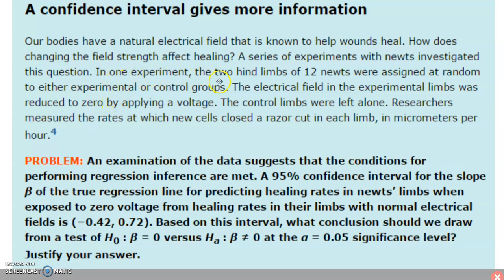In one experiment, the two hind limbs of 12 newts were assigned at random to either experimental or control. The electrical field in the experimental limb was reduced to 0 by applying a voltage, and the control limbs were left alone. Researchers then measured the rates at which new cells closed a razor cut in each limb in micrometers per hour.